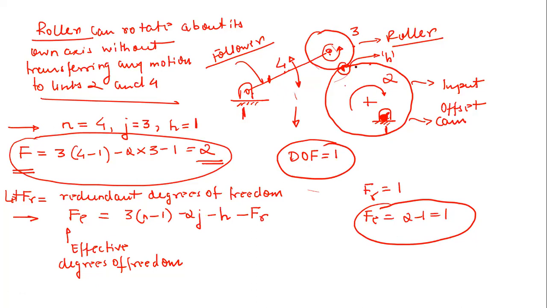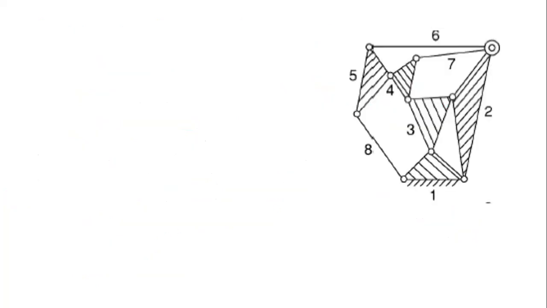So that means this roller is having some motion, it is rotating around its own axis, but that is meaningless because it is not going to affect the motion of any other links in the mechanism. Correct? So now let us again move forward.